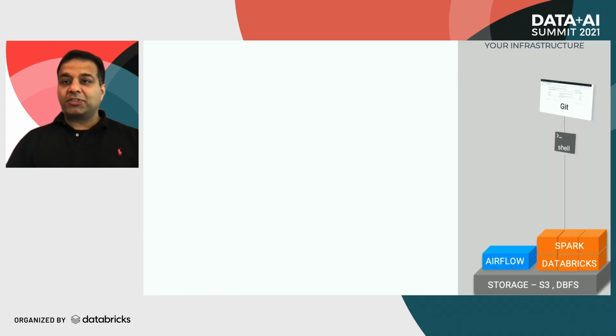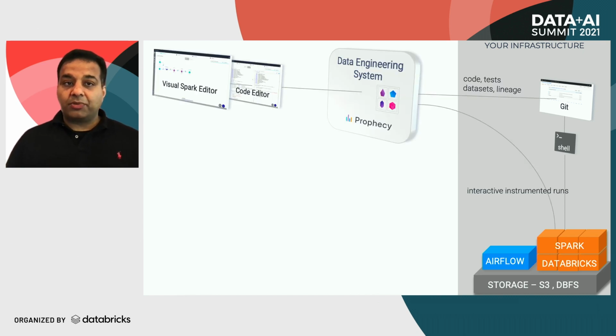All right. And now, just before the scheduler demo, I want to give a quick summary of how Prophecy works with your infrastructure. You have your Git, you have your shell, you have your Spark, your Airflow. So you have your infrastructure, which you are using currently. Prophecy adds a data engineering system on top. Of course, you're getting the low-code Spark development, but the code, the test, the lineage, everything is going on Git.